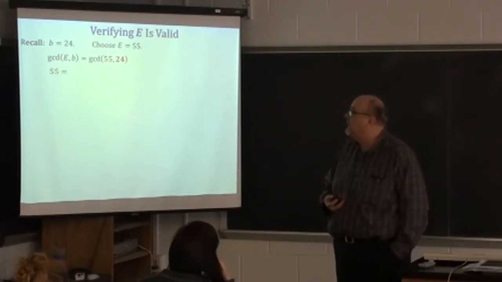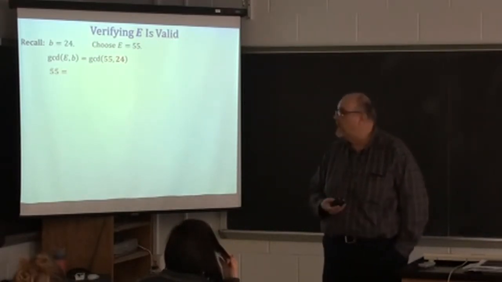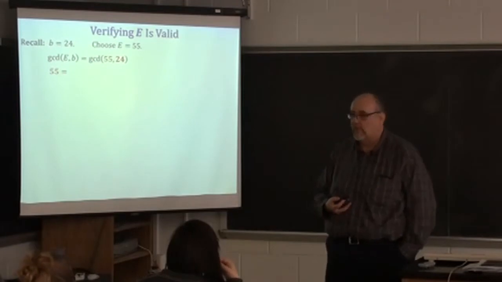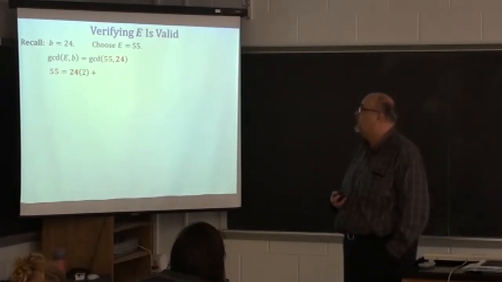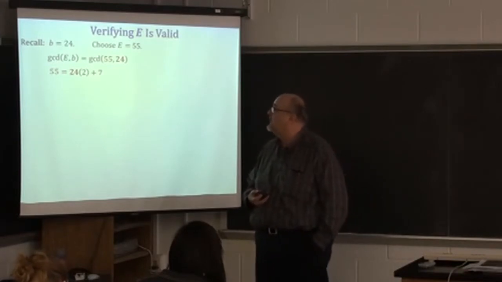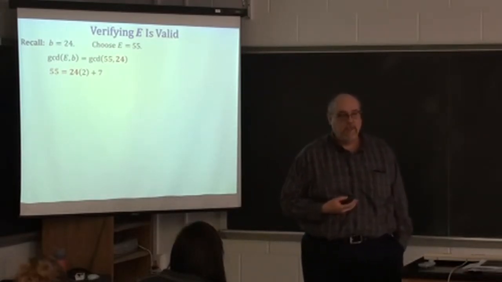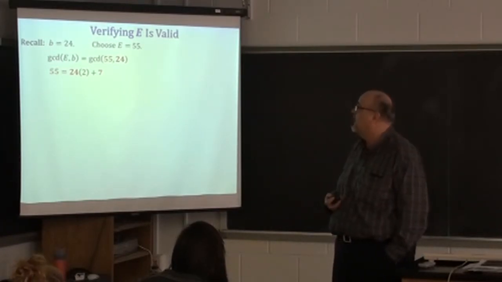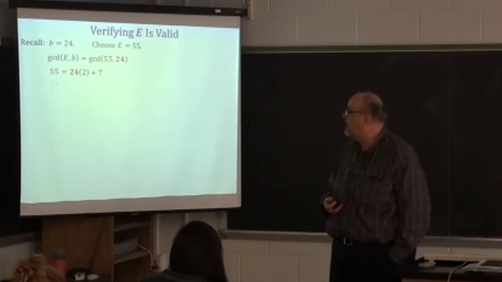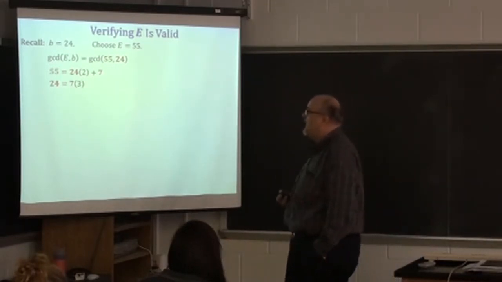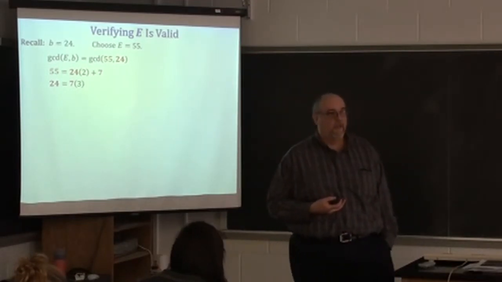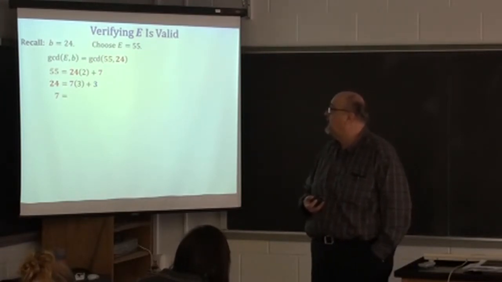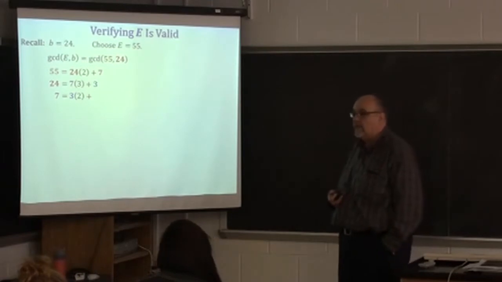So we started with 55 and we divided it by 24. And how many times will 24 go into 55? Twice. And 2 times 24 is 48, and that leaves 7 left over. And then when we do the next step, we divide into what? 24. And what is it that we divide into 24? 7. Good. And it goes 3 times, and so we have 3 left over. Then we divide 7 by 3, and it goes twice with a remainder of 1.